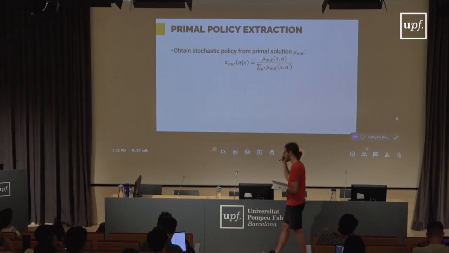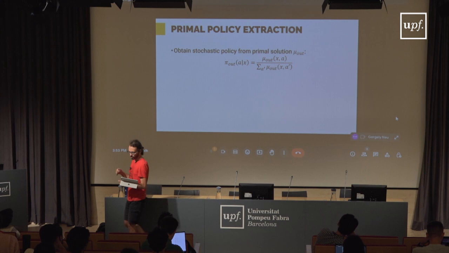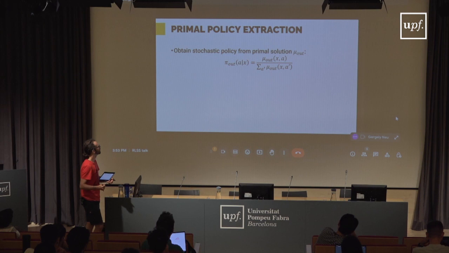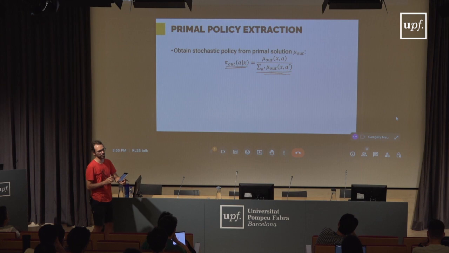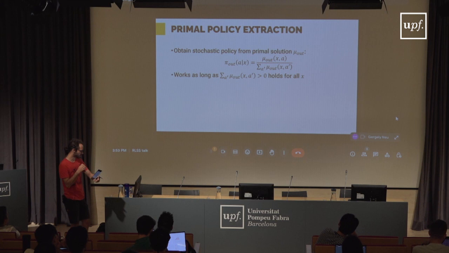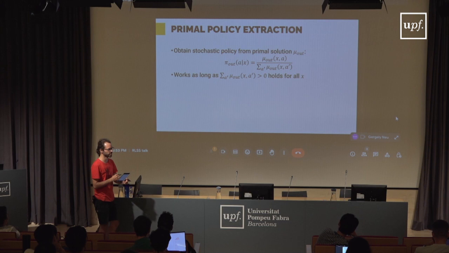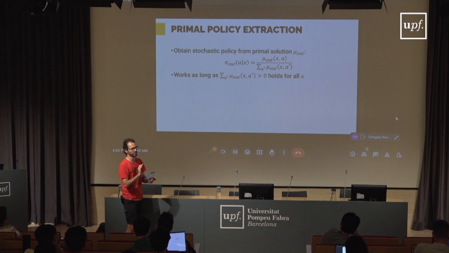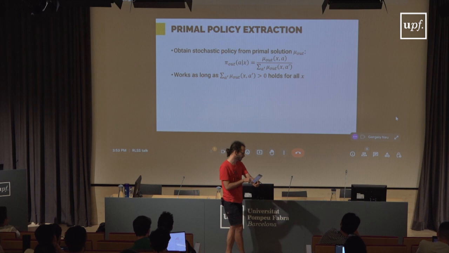The natural idea there is to simply take the output occupancy measure, mu out, and then calculate the conditional distribution of actions in each of the states, thus converting the occupancy measure, or the approximate occupancy measure, into a policy. This works as long as the denominator is positive for each state x. Otherwise, if this is not true, then it's tricky to extract a solution. So this is one downside of this whole linear programming framework in the first place.